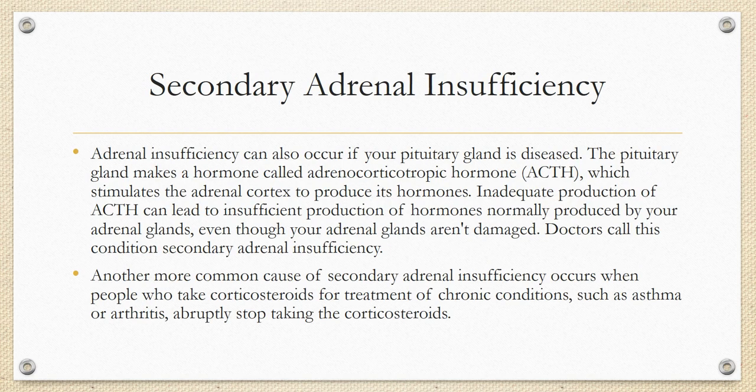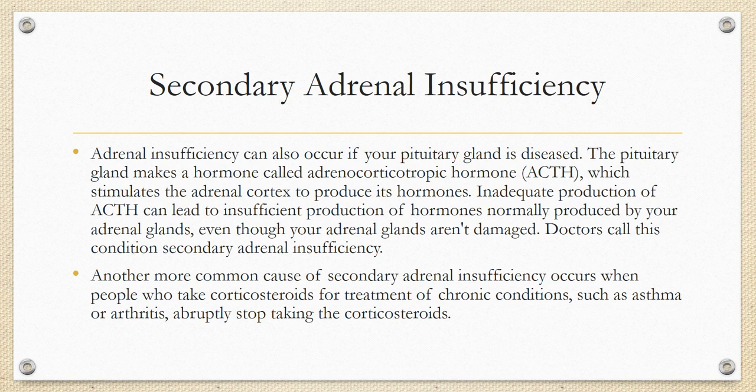For secondary adrenal insufficiency, this can occur if the pituitary gland is diseased. Pituitary gland makes a hormone called adrenocorticotropic hormone, also known as ACTH, which stimulates the adrenal cortex to produce its hormones. Inadequate production of ACTH can lead to insufficient production of hormones normally produced by your adrenal glands, even though your adrenal glands aren't damaged. Doctors call this condition secondary adrenal insufficiency.